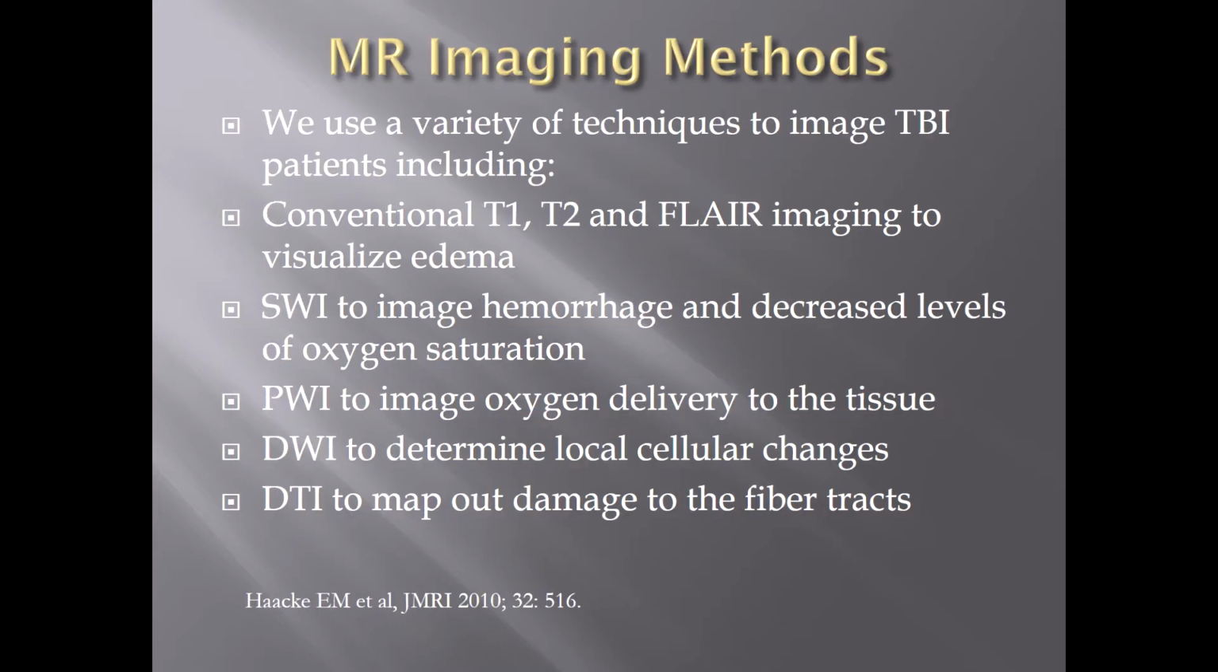Our goal is to image these people to determine if the source of their problems can be diagnosed, understood, and treated. So we use a variety of techniques to image TBI patients, including conventional T1, T2, and FLAIR images to visualize edema, susceptibility-weighted imaging, or SWI, to image hemorrhage and decreased levels of oxygen saturation, perfusion imaging to image oxygen delivery to the tissue, diffusion-weighted imaging to determine local cellular changes, and diffusion tensor imaging to map out damage to fiber tracts.